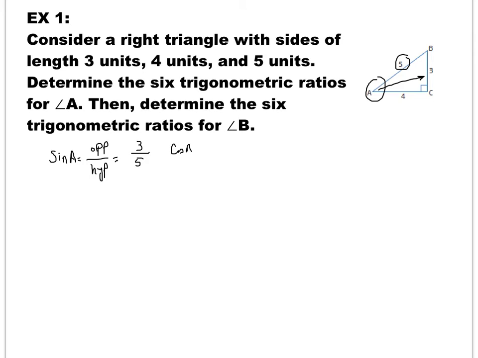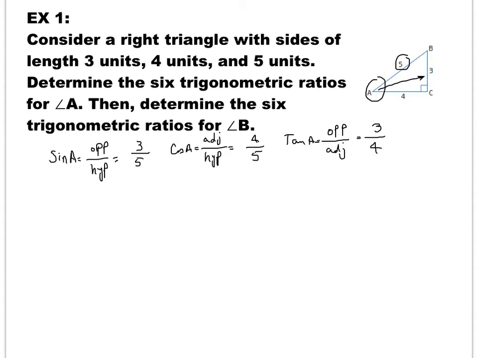Cos A, by definition, is adjacent over hypotenuse. For angle A, the adjacent is 4, and the hypotenuse is 5. And tan A is opposite over adjacent, which is going to be equal to opposite is 3, adjacent is 4.